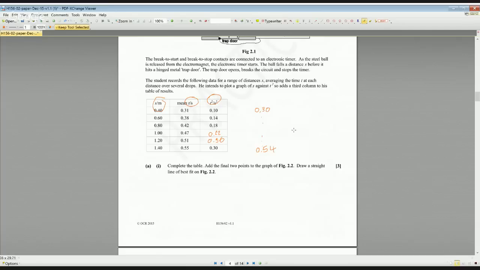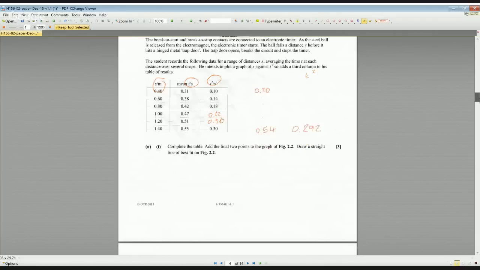You would then square each of these. So 0.54 squared is 0.292. So that's the smallest possible value of t squared based just purely on that uncertainty in the measurement. You can see that that barely changes it as well, 0.292.